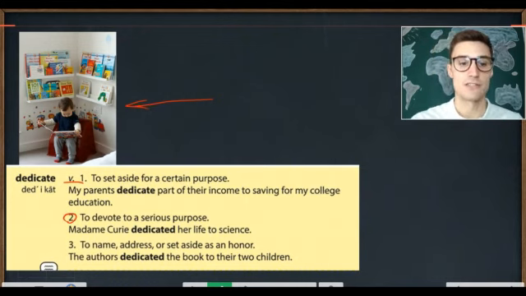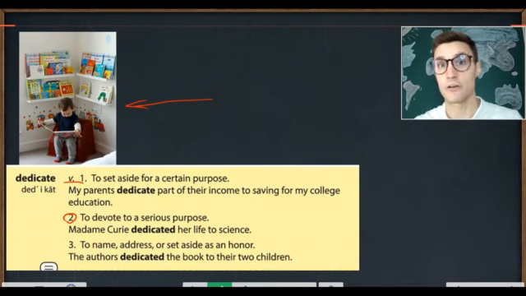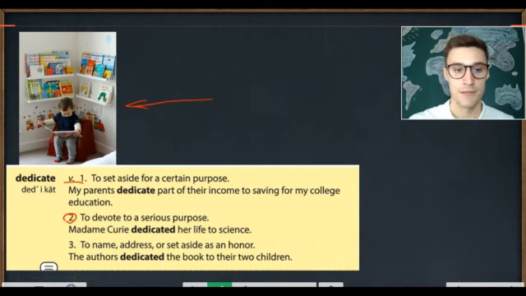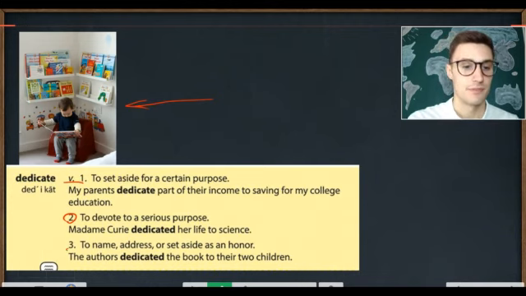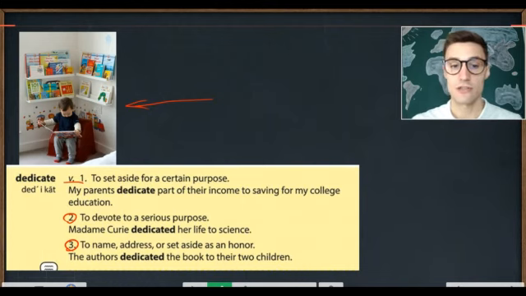To dedicate is also to devote to a serious purpose, so you can dedicate your time and energy to do something. Madame Curie dedicated her life to science. To dedicate is also to name, address, or set aside as an honor.